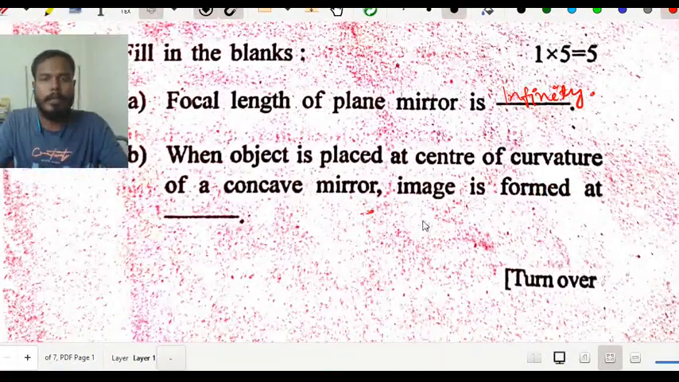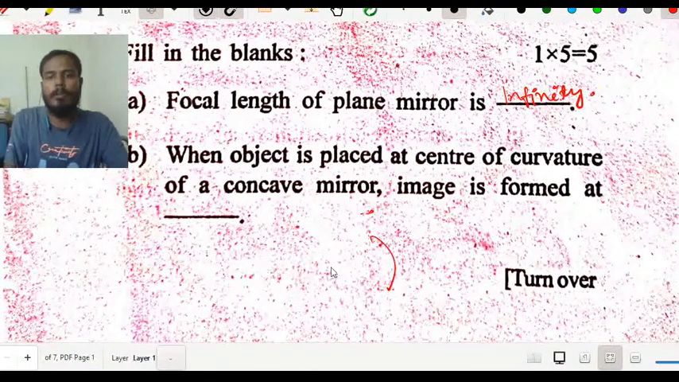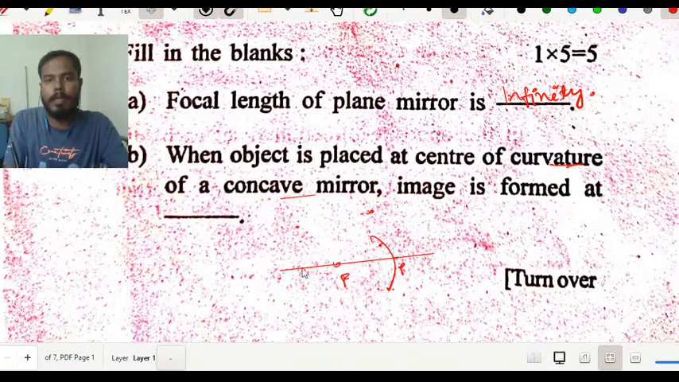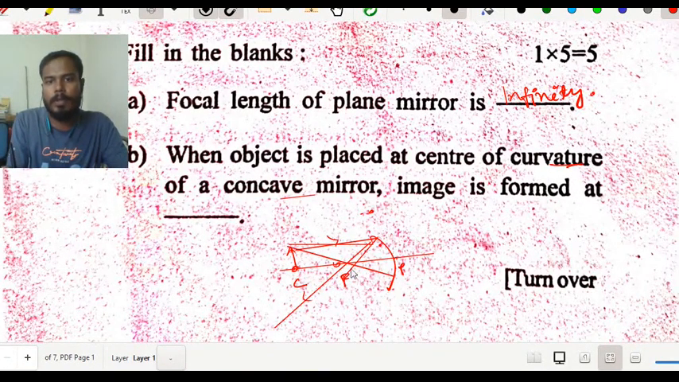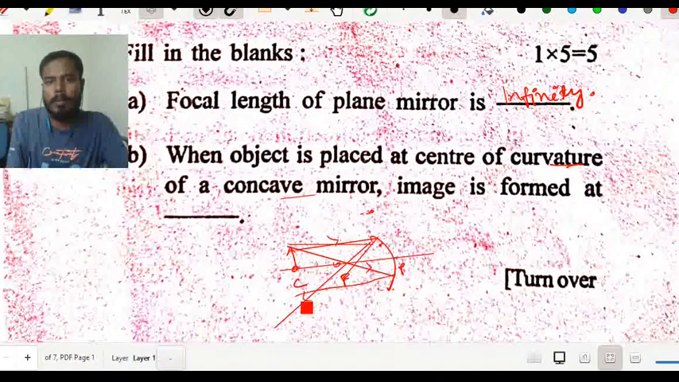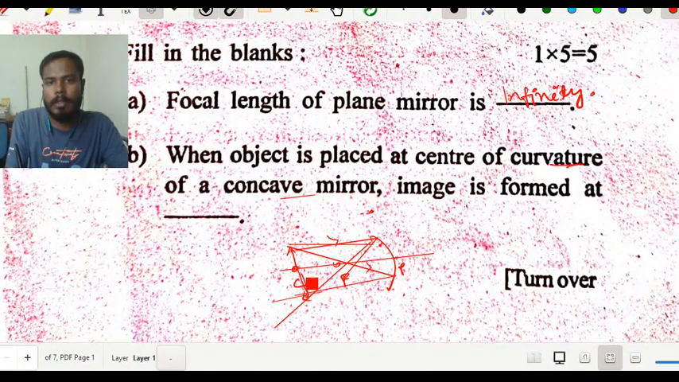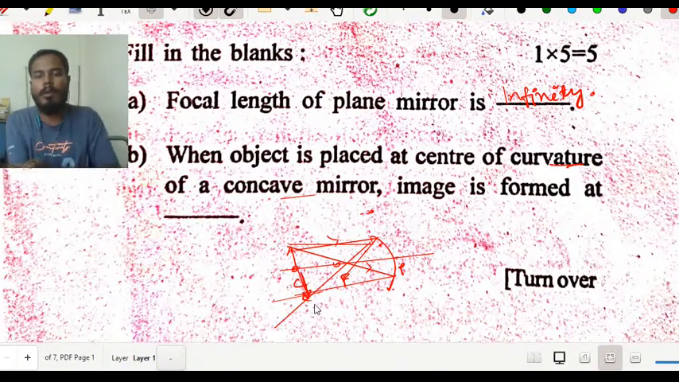The second question asks, when the object is placed at the center of curvature of a concave mirror, what will happen? This is the pole, this is the focus and this is the center of curvature. If an object is placed at the center of curvature, the first ray is drawn parallel to the axis, and the second ray is passed through the focus. Here the image will be formed.